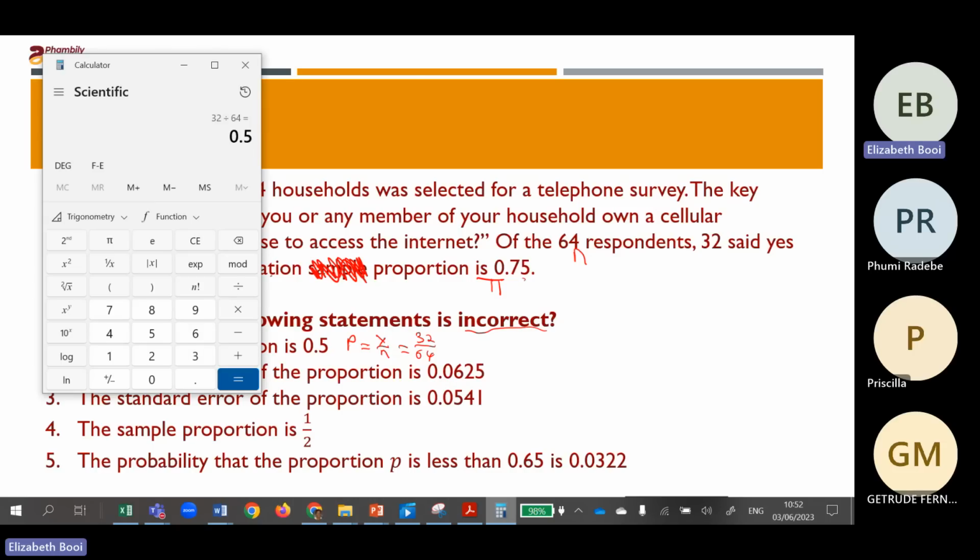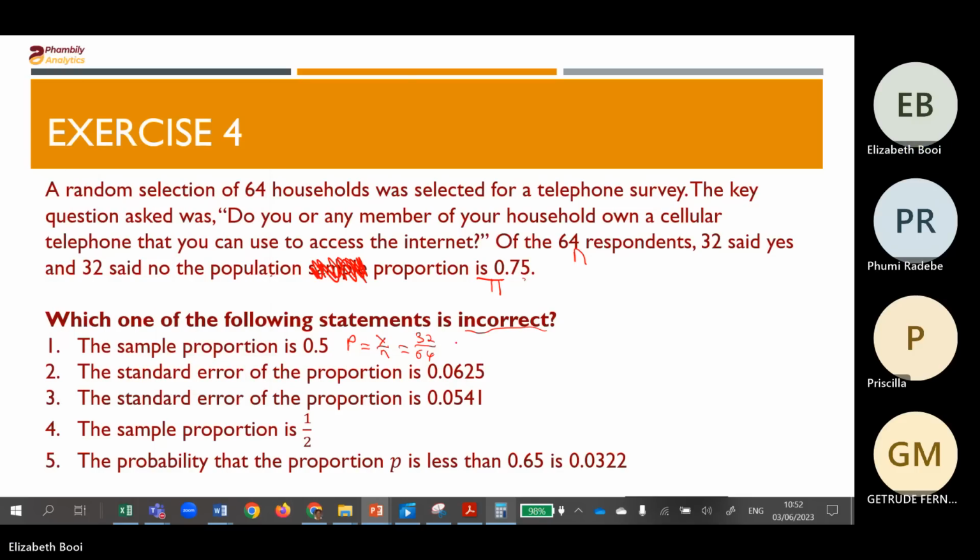And the answer is 0.5. So on here, if they would have said, what is the sample proportion of yes, you would use the yes. If they would have said, what is the sample proportion of the no, you'd use the no. Because they are both 32, so probably that's the reason why they didn't ask you in that sense. We can select one of them as a sample proportion. So this is correct. We're looking for the incorrect one.